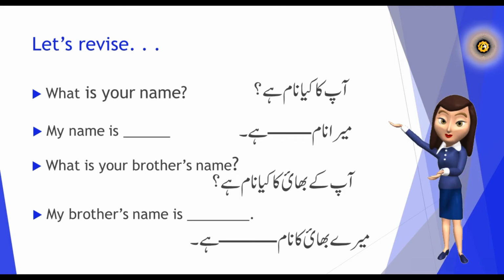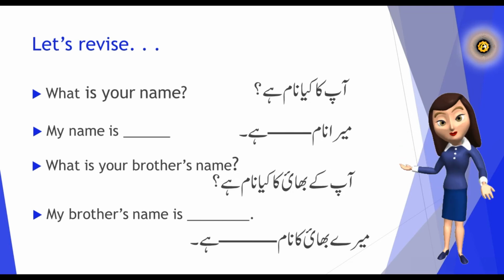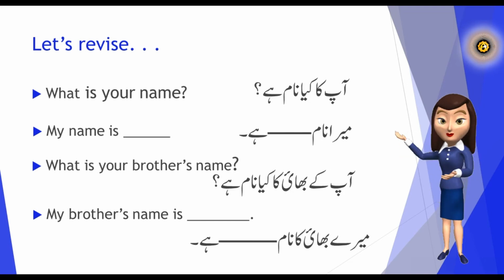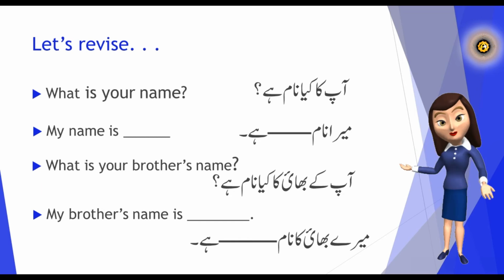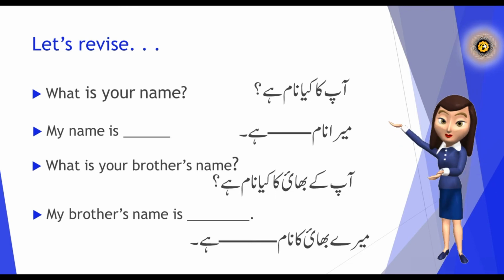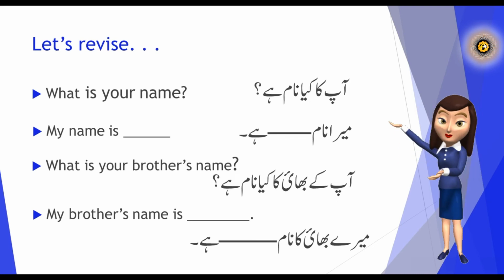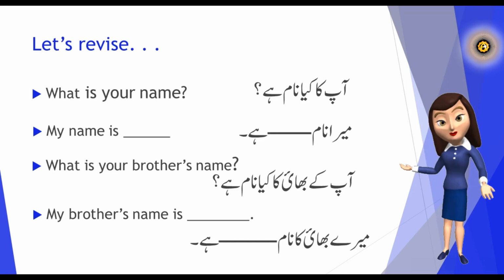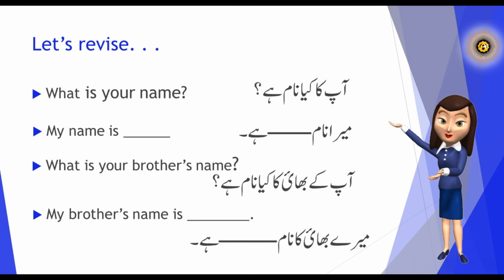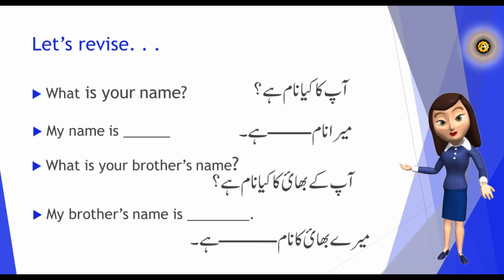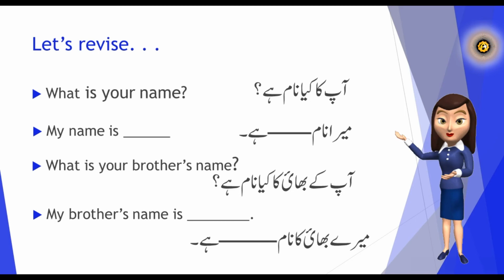What is your brother's name? आपके भाई का क्या नाम है? Or what is your mother's name? आपकी अम्मी का क्या नाम है? Remember, for boys we use ka or ke, and for girls we use ki. Alright? Okay, then my brother's name is dash. मेरे भाई का नाम dash है. Repeat and revise these sentences again and again, okay?